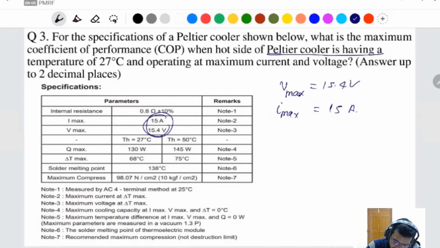Peltier cooling has a temperature of 27 degrees centigrade. Here in this column, this is the Qmax. Qmax is equal to 130 watt. Then what is the COP?